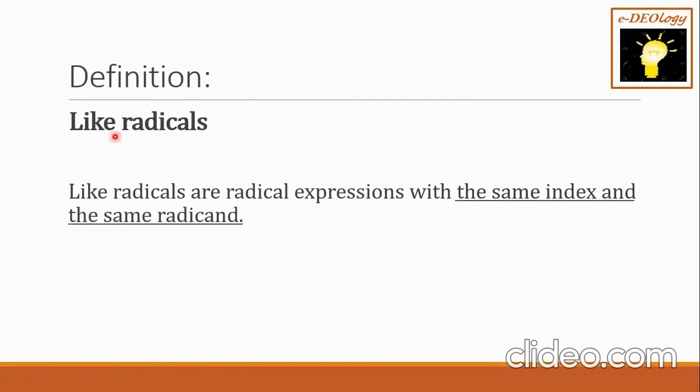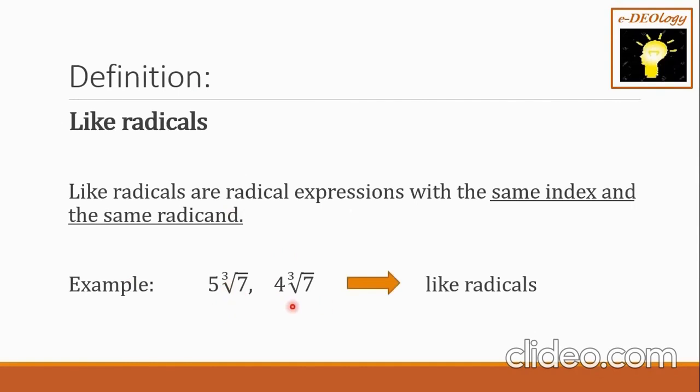First, let us define like radicals. Like radicals are radical expressions with the same index and the same radicand. Example, 5 cube root of 7 and 4 cube root of 7. So we see here the radicands are both 7 and the indices are both 3. So these two radicals here are like radicals. Take note, we don't care about the numerical coefficients.